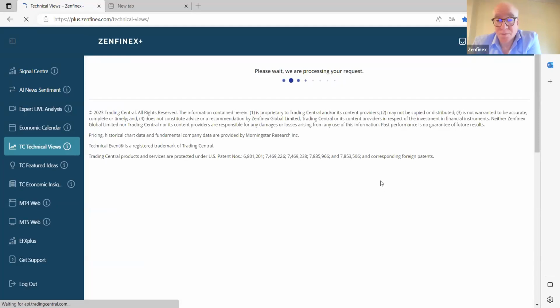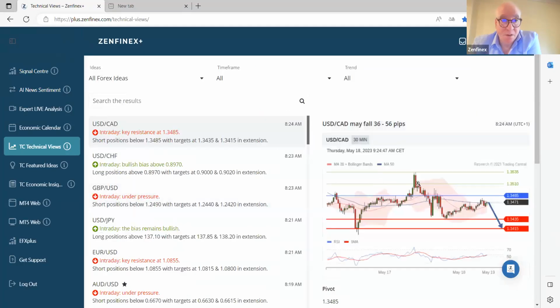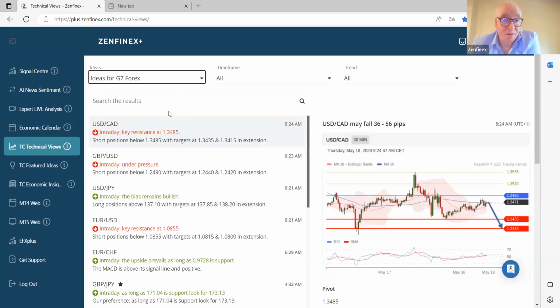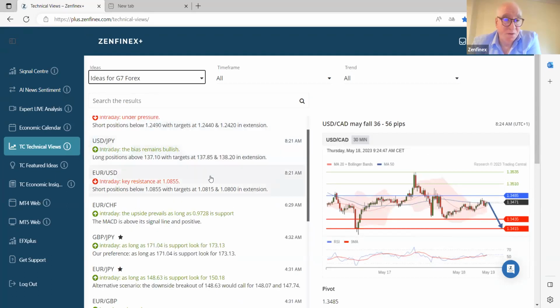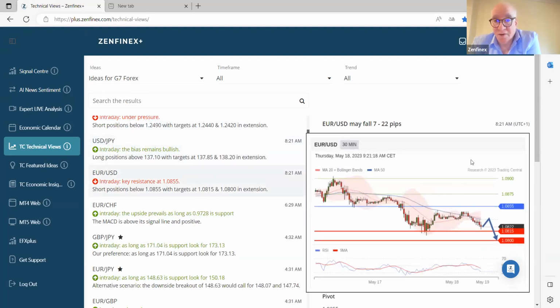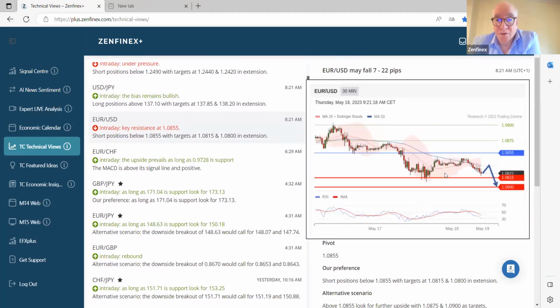And the technical views takes a minute to load up. We're able to look at, for example, the G7 currencies, and it will give a view. For example, let's see what we talked about, the euro dollar. So euro dollar, they're expecting from a 30-minute chart to show some weakness, even though there's some support here and support here.